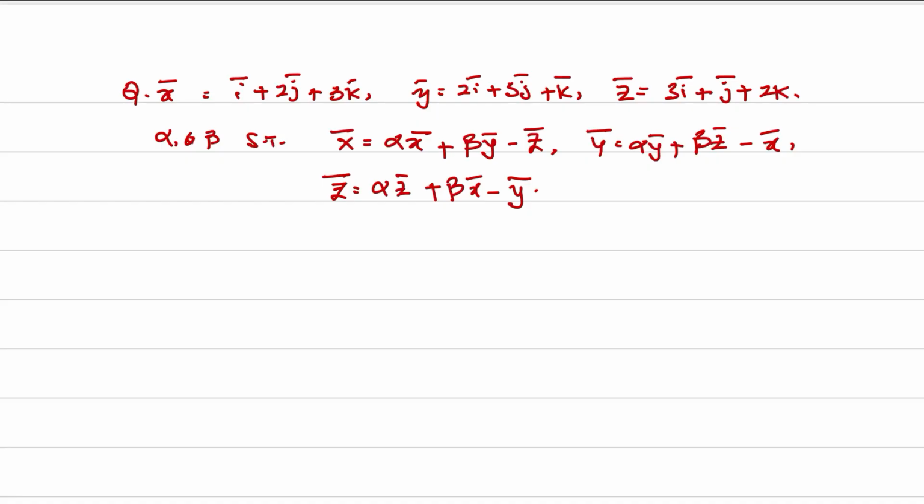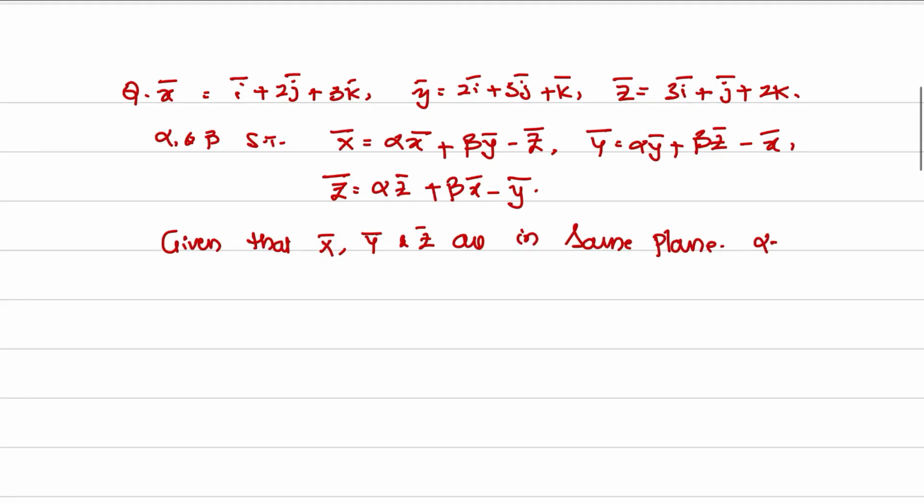And it is also given that x, y and z are in the same plane. Given that capital X, capital Y and capital Z are in the same plane. We have to find out alpha plus beta minus 3 is equal to how much. Now, we will quickly try to solve it.